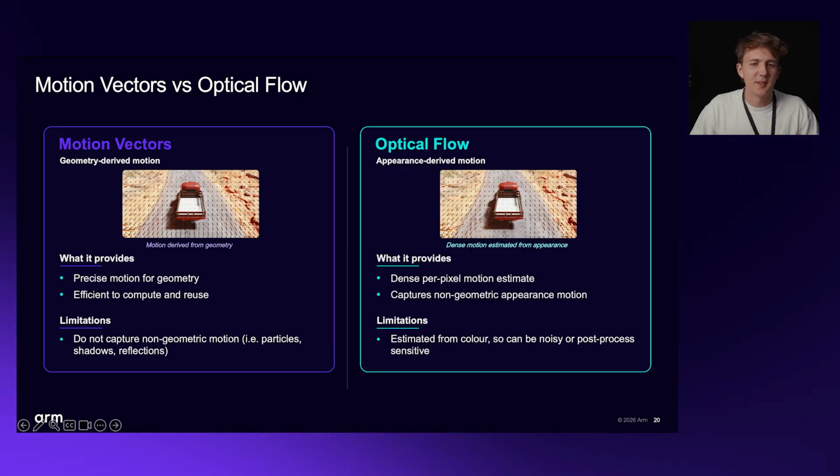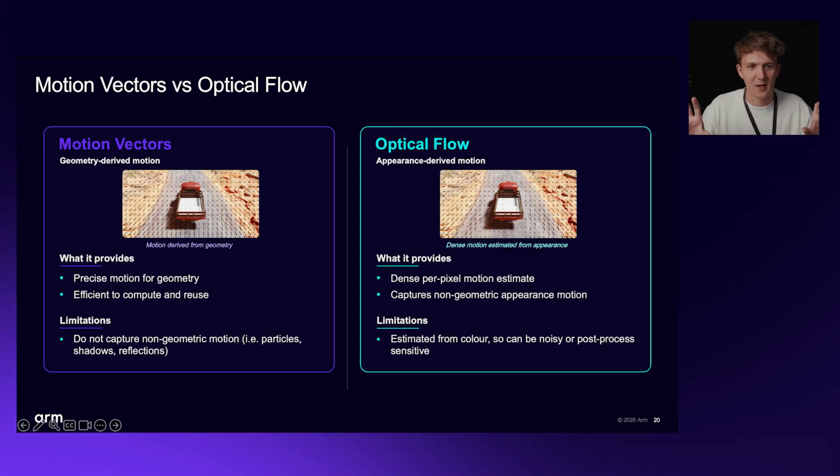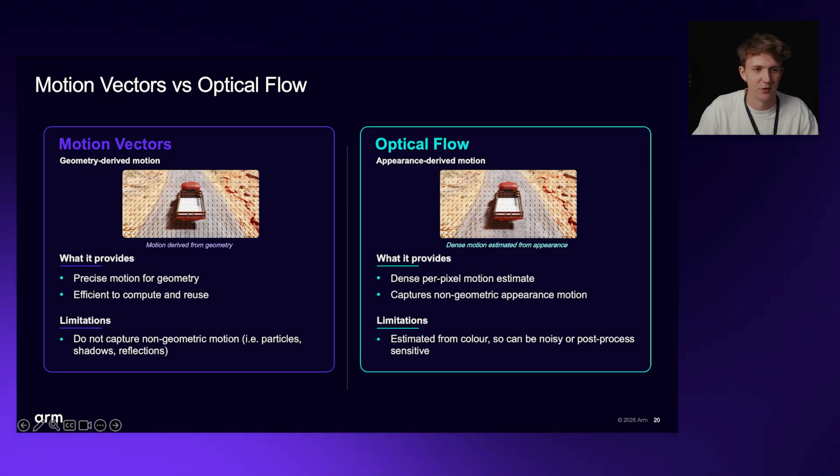Optical flow, this is a little bit different. It estimates dense per pixel motion from the appearance between two frames. So it just uses the color frames and estimates motion based on those. Because it's using just the appearance, it captures motion that geometry does not describe. So it will capture things like shadows and particles. However, it is an estimate, so it can be noisy. It can sometimes be impacted by some crazy post-processing techniques. And so it tends to be a little noisier, even though it captures some of the appearance-based motion better.